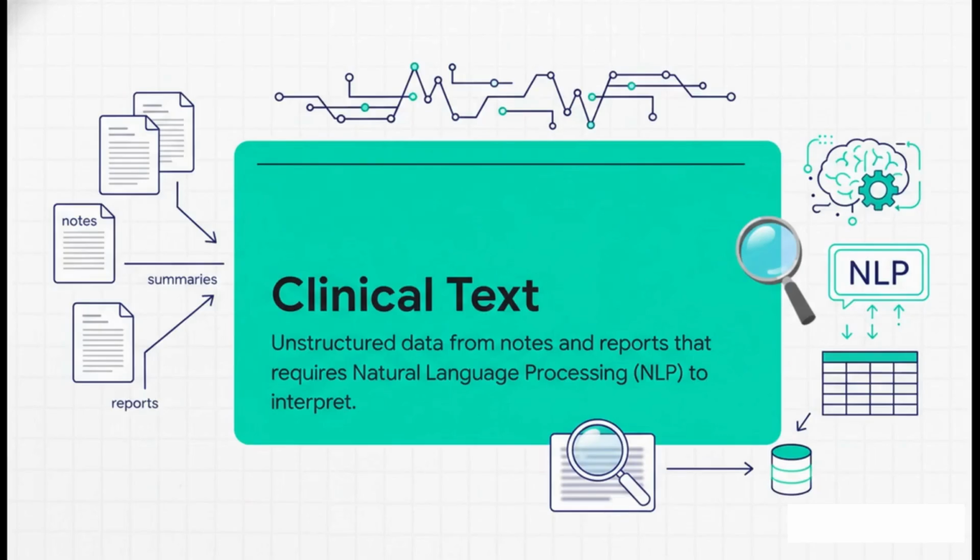Okay, next up is clinical text. This is all the messy human stuff. Your progress notes, path reports, discharge summaries. It's just words. And to make any sense of our scribbles and shorthand, the AI needs a special tool called natural language processing, or NLP.